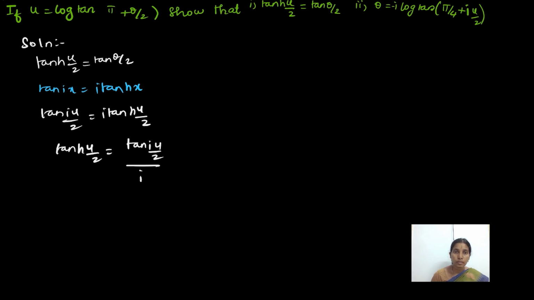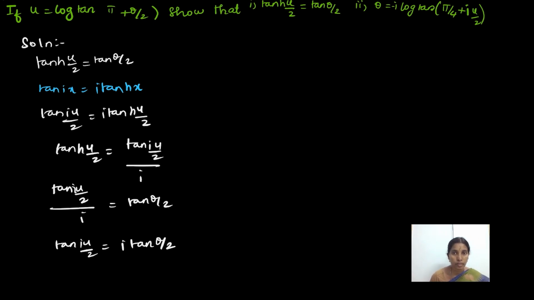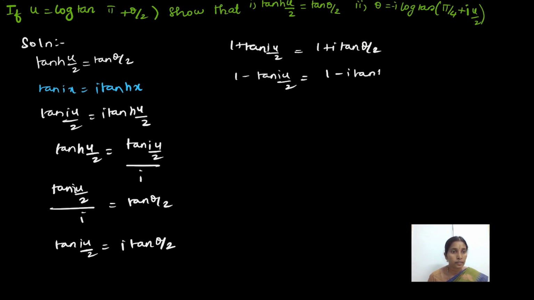So you substitute in the above one: tan(i u by 2) divided by i equals tan theta by 2. So from this, tan(i u by 2) equals i tan theta by 2. Adding 1 on both sides, 1 plus tan(i u by 2) equals 1 plus i tan theta by 2. Similarly, 1 minus tan(i u by 2) equals 1 minus i tan theta by 2.